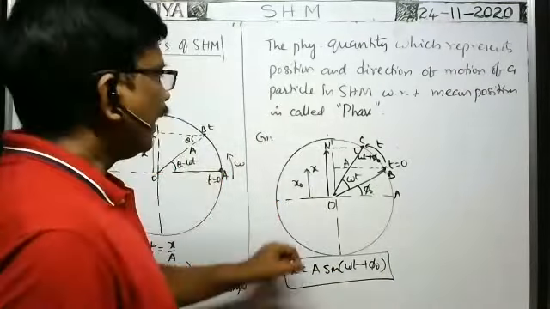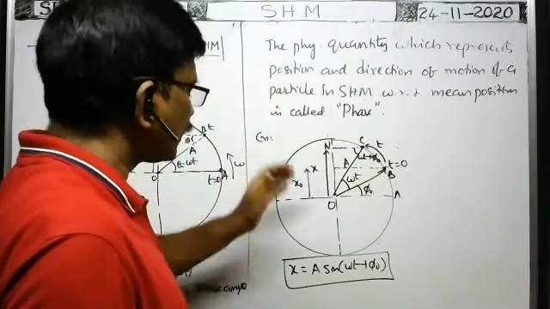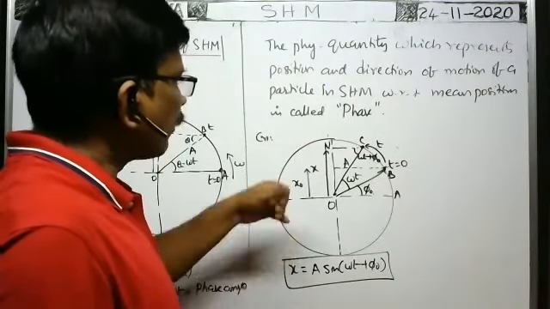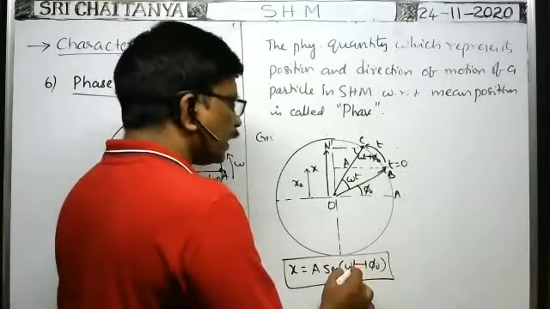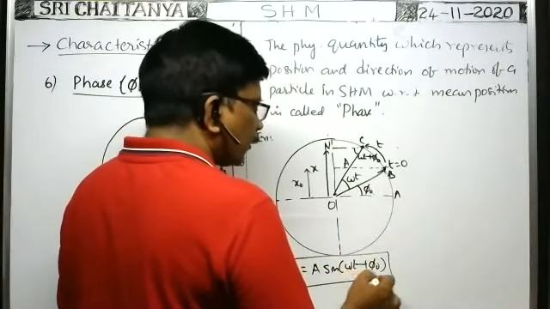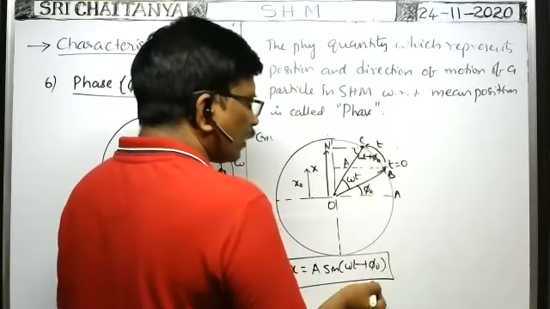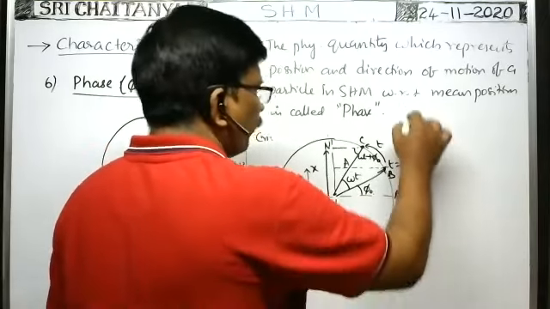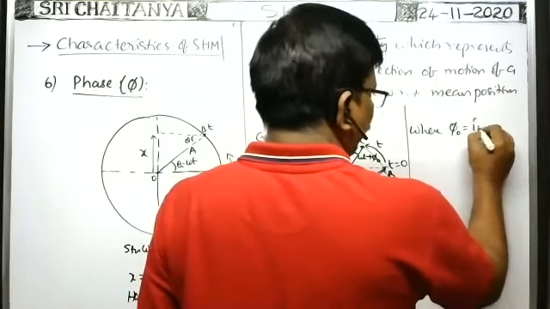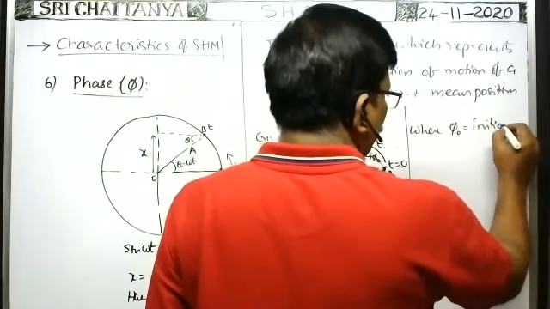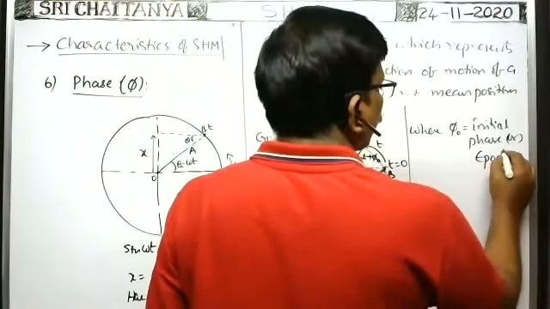So initially at t equal to 0, whenever the particle already has some displacement along the positive x direction, in such a case the displacement of the particle after any time t from the mean position is equal to a sine of omega t plus phi naught. In this omega t plus phi naught, phi naught is the initial phase. The phase angle at t equal to 0 is called the initial phase, or it is also called the epoch.